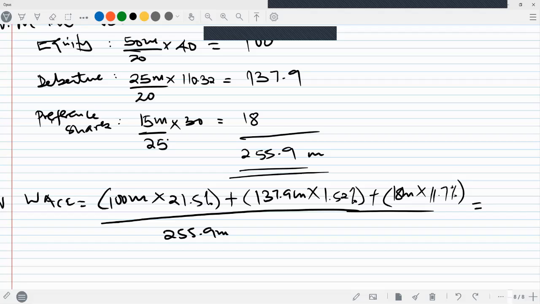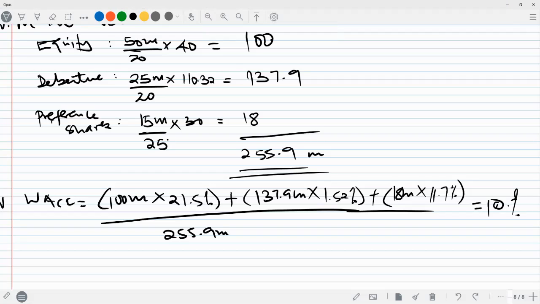You get exactly 10%, 10.04, okay, 10%. Therefore, that is the cost of capital to the entire company. That's what I meant to do for that question.